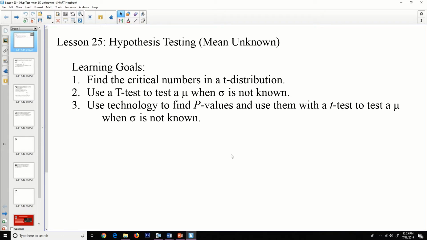So, today we're going to talk about finding the critical numbers in a t-distribution, which is a little bit different than the z-distribution. And we're going to use a t-test to test a mean when the standard deviation is not known. And we're going to use technology to find p-values, use them with the t-test to test the mean when the standard deviation is not known.